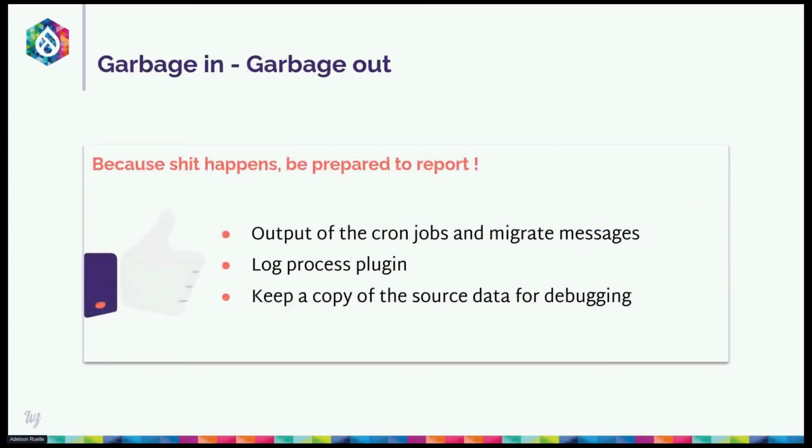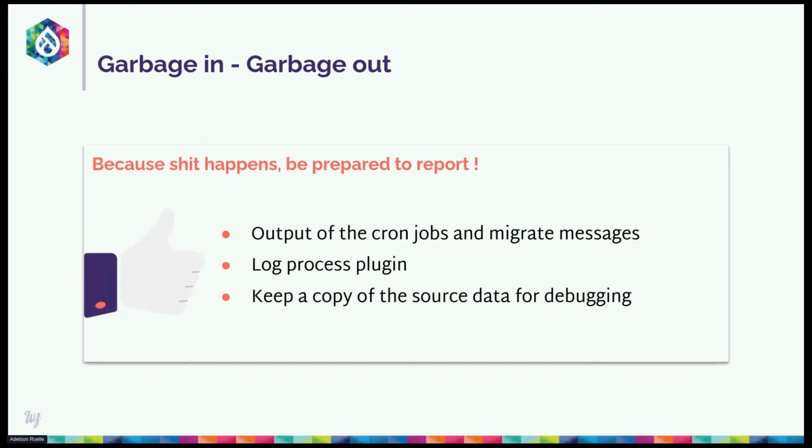Another thing that you've got to plan for is how to troubleshoot the failure that you just got alerted of. So you've got a couple of ways to troubleshoot a migration, to keep logs and be able to tell what happened. The first simplest solutions are the cron job output messages and the migrate messages. You don't have the same information in both of those, so you should check both.